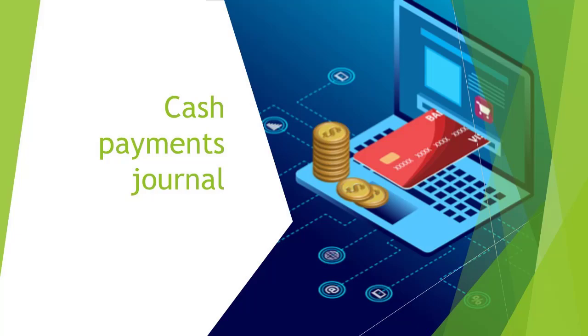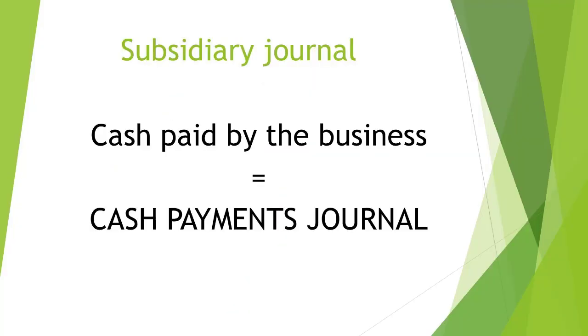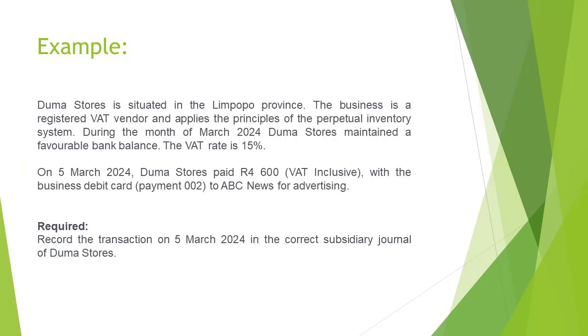In this short video, we will have a look at the recording of a transaction for a registered VAT vendor in the cash payments journal. When a business pays money out of its bank account, those transactions will always be recorded in the cash payments journal of the business. Let's look at an example.